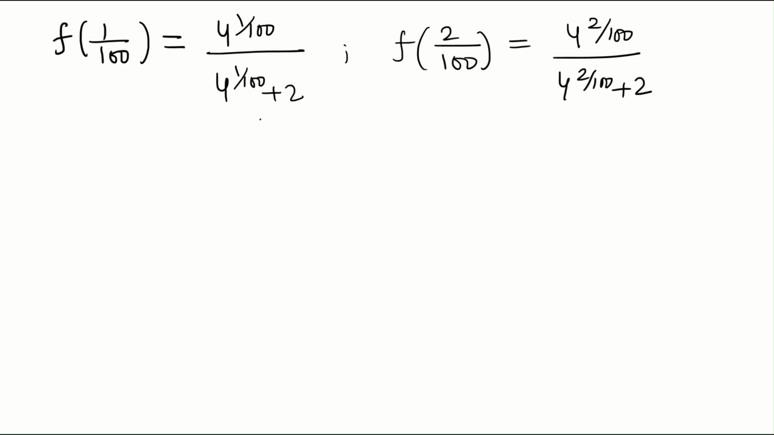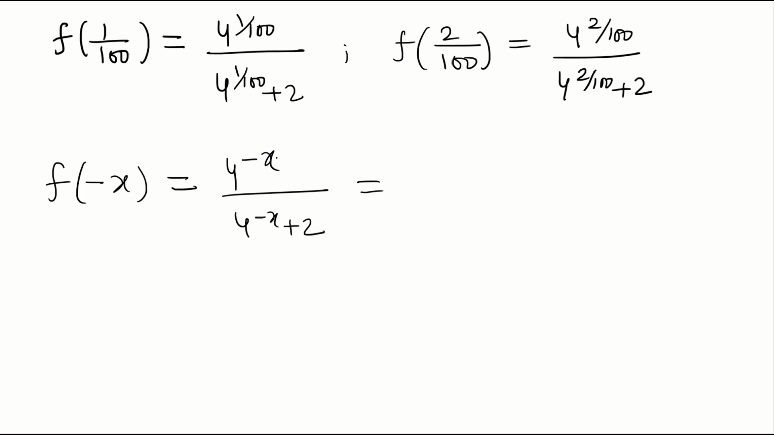Okay, we aren't getting something that can be used effectively, so maybe we can try finding something else. Maybe we can find f of minus x, and similarly you can try a bit of hit and trial and see where we reach. f of minus x comes out to be 4 raised to the power negative x over 4 raised to the power negative x plus 2. If we simplify it a little, we can multiply numerator and denominator by 4 raised to the power x, so that the 4 raised to the power negative x term gets cancelled out.